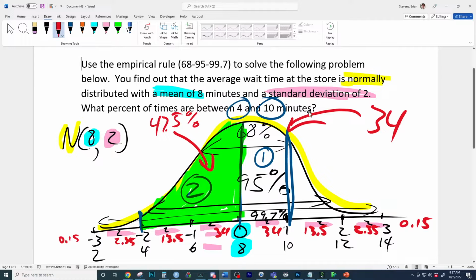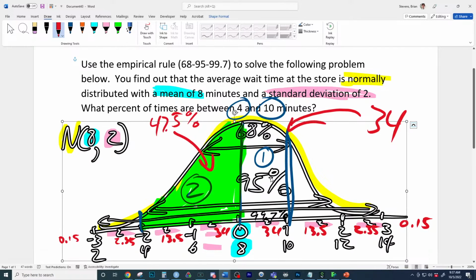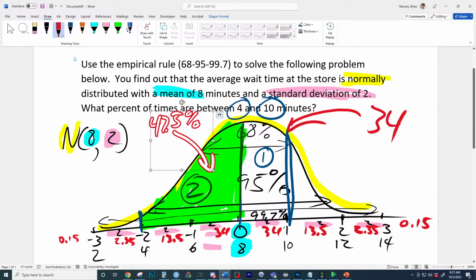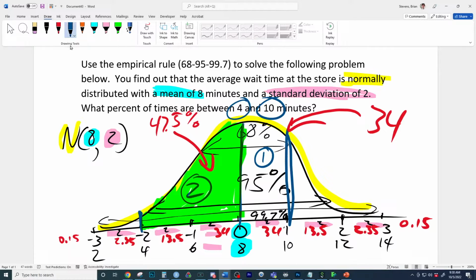I think one of the easier ways to solve this right now is to realize that this is half of 95. Does that make sense? This 34 is half of the 68, because -1 to 1 is 68. So this is half of 68. This goes from -2 to 0, so that's half of 95. So the answer to the question, great job, William, getting it pretty quickly, was 81.5, because we're just going to add up those two numbers right there.